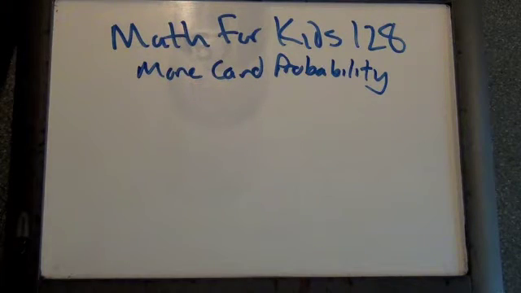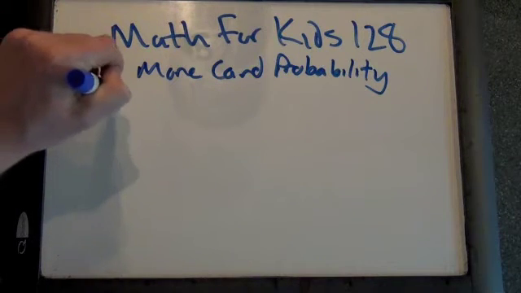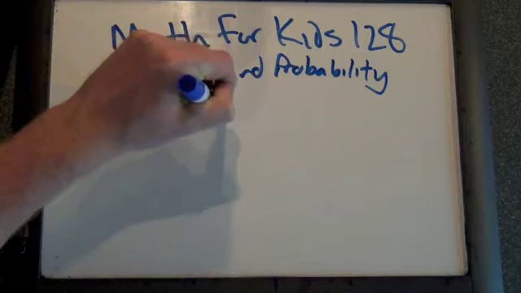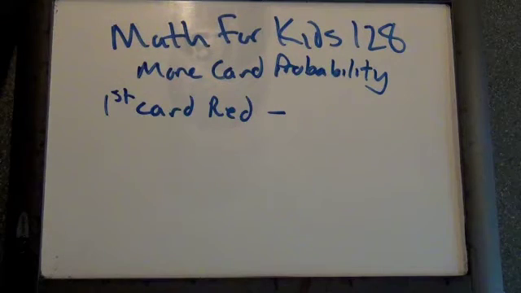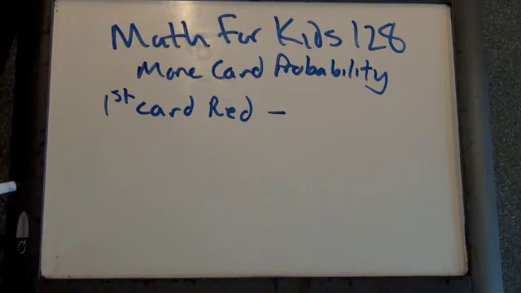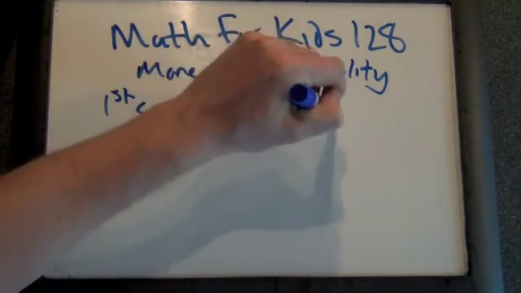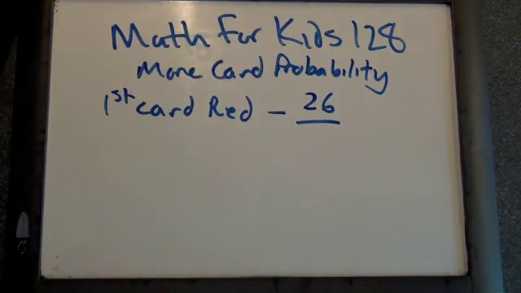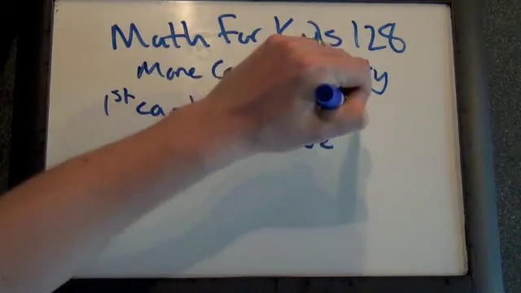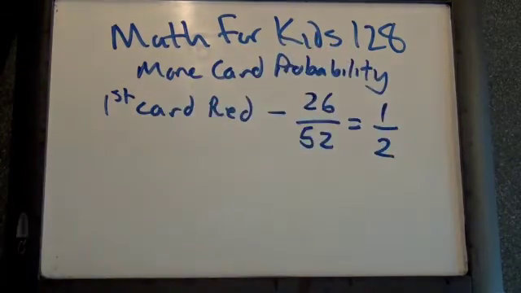So the first question is, what is the probability of the first card being red? What do you think? Half the time. Why is that? Because half the cards are red, half the cards are black. How many red cards are there? 26. 26 out of how many? 52, which is exactly 1/2.